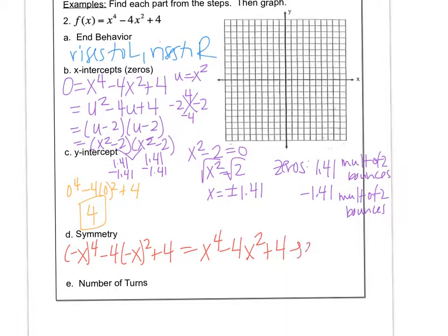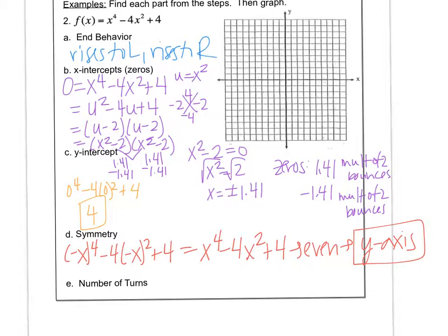It's even. Even means that it's symmetric with the y-axis. Our y-axis is going to be the symmetry. If it's odd, it's symmetric with the origin. So that's how I remember odd and origin go together. They both start with O. If it's even, it's with the y-axis.